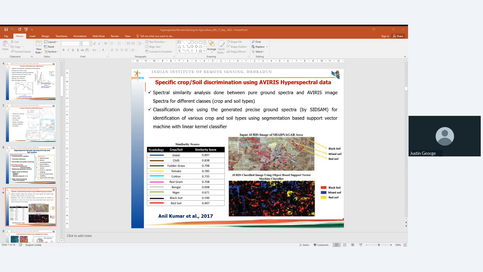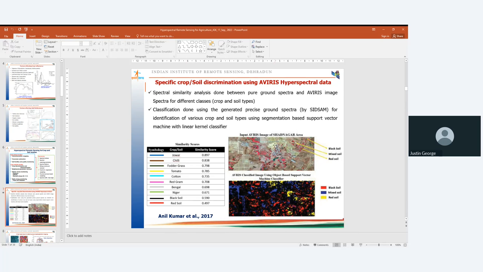Here you can see the input image which was used, with the different classes like the red soil, the black soil, the Bengal gram, cotton, tiger. And this is the classified image using an object-based classification. You can see the black soil. The cotton crop was found to be excellently classified and identified among the various crops present in the particular area.